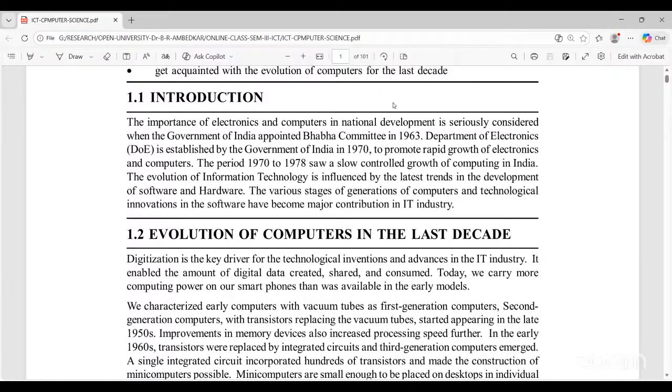the importance of electronics and computers, they play a very major role in developing the nation. So that is the importance of computers nowadays. It is the combination of electronics and computers, and they play a major role in developing the nation. So that is one point you can make a note.